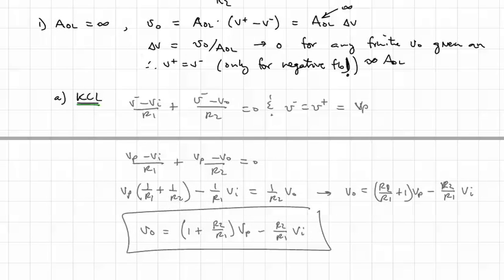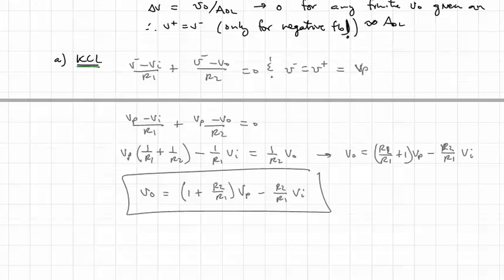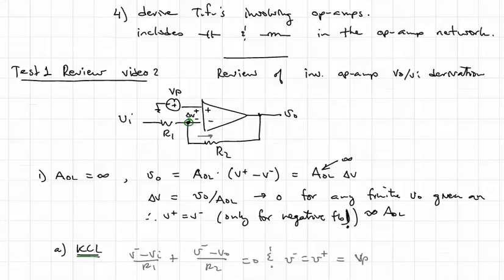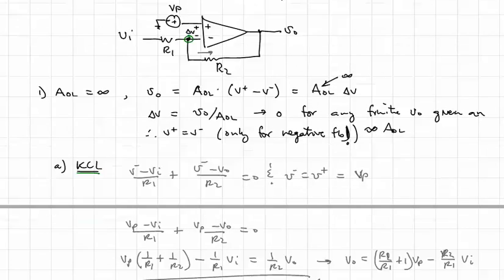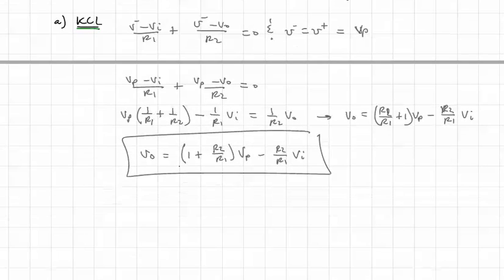Which we could have solved very readily had we had the two canonic forms of inverting and non-inverting amplifiers. We would have used superposition to turn off VI here, and then we would have a non-inverting amplifier with an input VP, or we would have turned VP off, and then we would have an inverting amplifier whose input was VI. With those two superpositions, we could have arrived at the two terms that show up now in VO. Okay, I'll stop here, and then I'm going to rederive this now with the finite open loop gain.